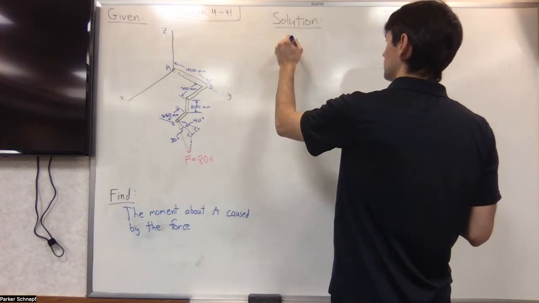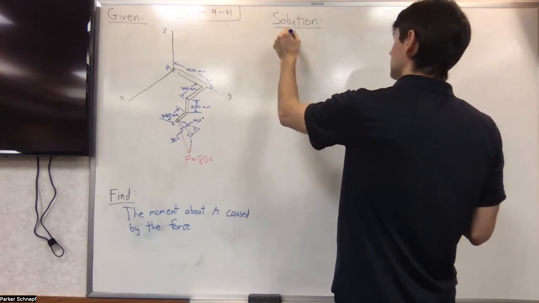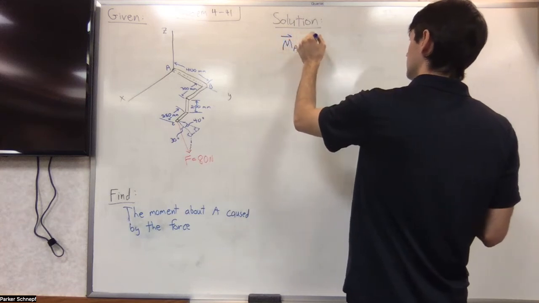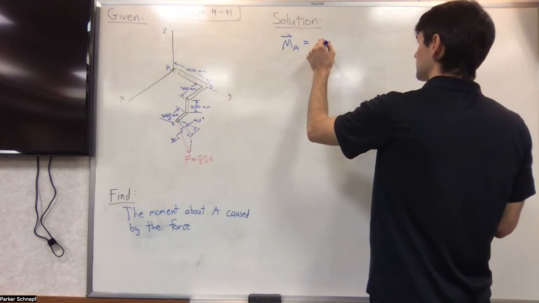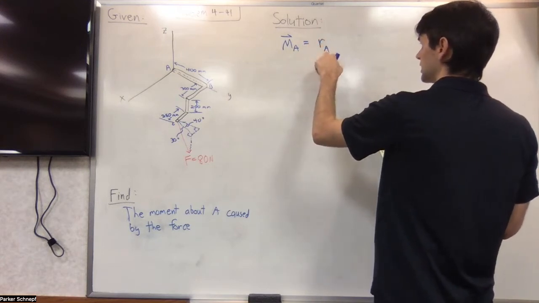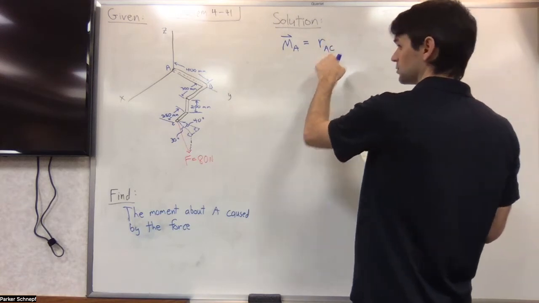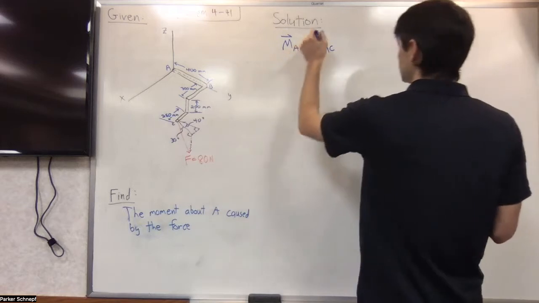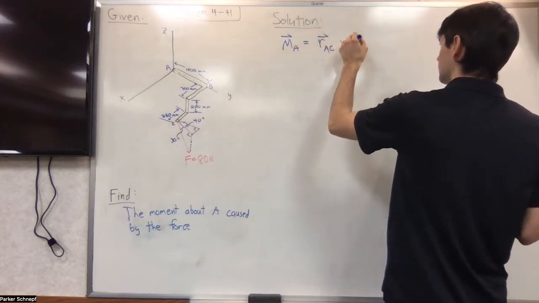We're going to find that the moment about point A is equal to, and it's always got to be the position vector, and that position vector needs to point from the axis of rotation, in this case point A, to the line of action of the force, where the force is acting, which in this case is point C out here. So the position vector first crossed with the force vector.